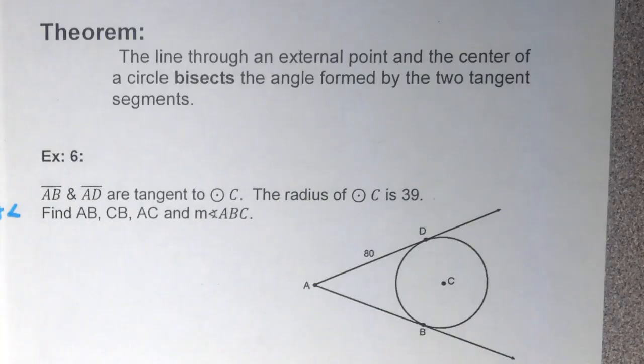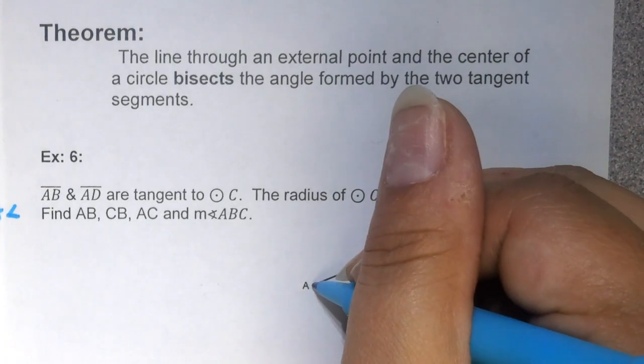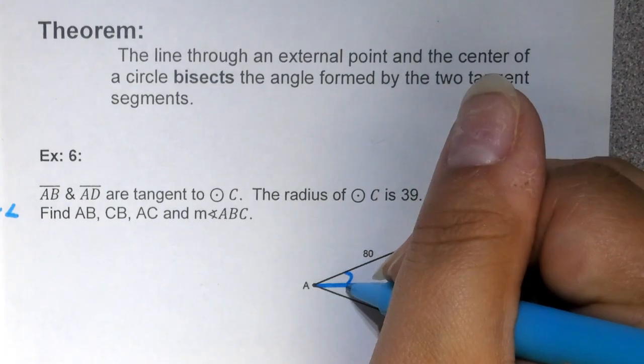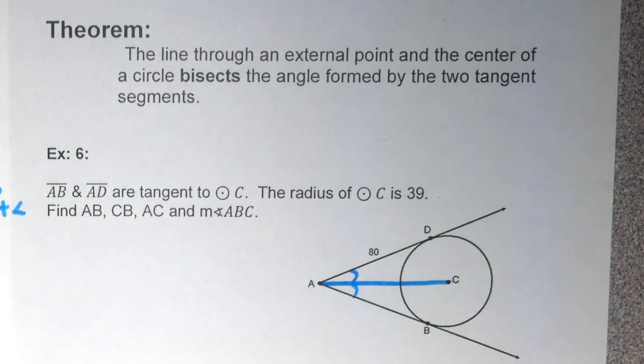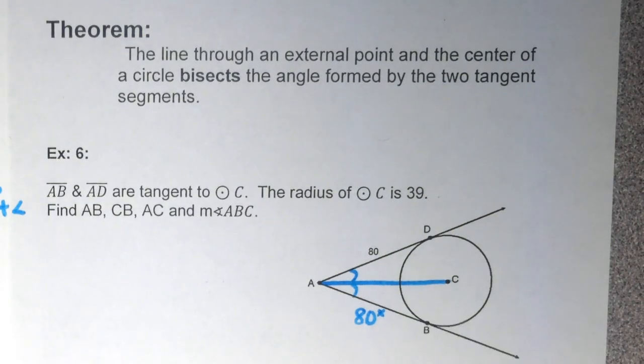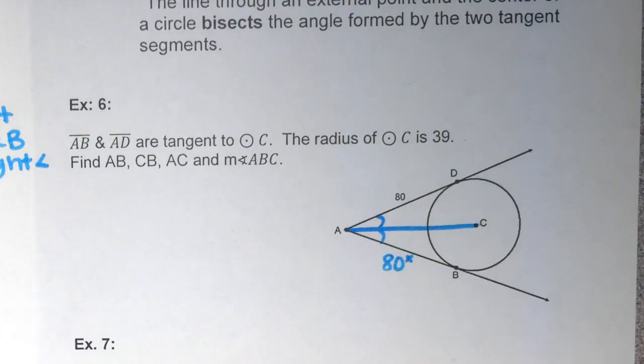The last theorem says the line through an external point and the center of a circle bisects the angles formed by the 2 tangent segments. That is a really fancy way, get your badge, to say if you connect A and C, this line right here bisects that angle. So wouldn't the other angle be 80 again? The other side would be 80 as well, yes. And it says the radius is 39. Which means what?